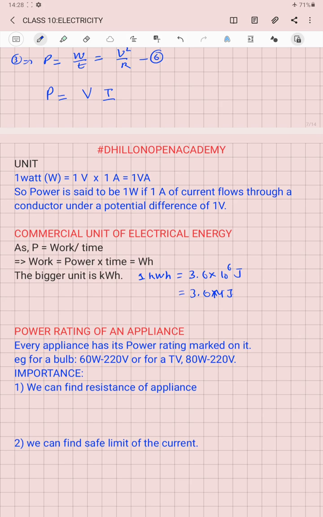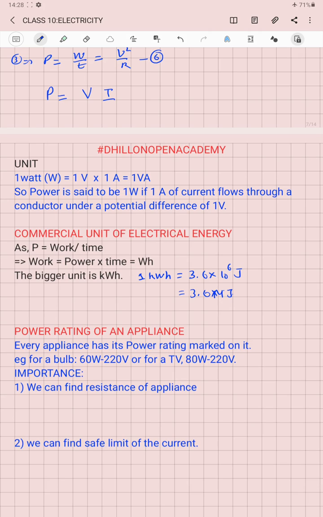For example, for a bulb, the power rating can be given as 60 watt hyphen 220 volt, which means that when this bulb operates at the operating voltage of 220 volt, it is going to consume a power of 60 watt. For a TV, if it is mentioned as 80 watt 220 volt, it means when the operating voltage of the TV is 220 volt, it is going to consume an electrical power of 80 watt.